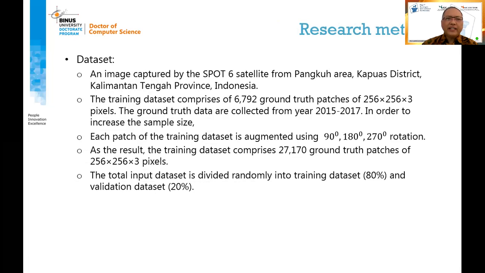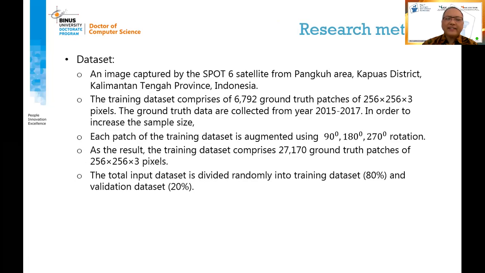And in order to increase the sample size, each batch of the training data set is augmented using an augmentation technique. Here we use three types of rotation involving 90 degrees, 180 degrees, and 270 degrees. So as the result, we have 27,170 ground truth patches with the same size.